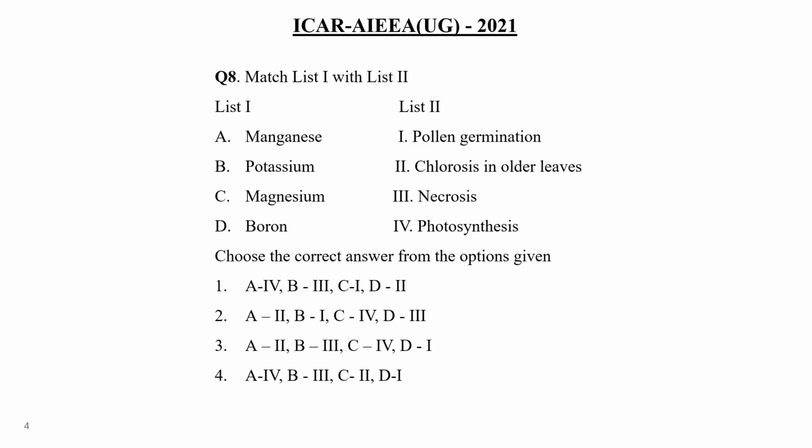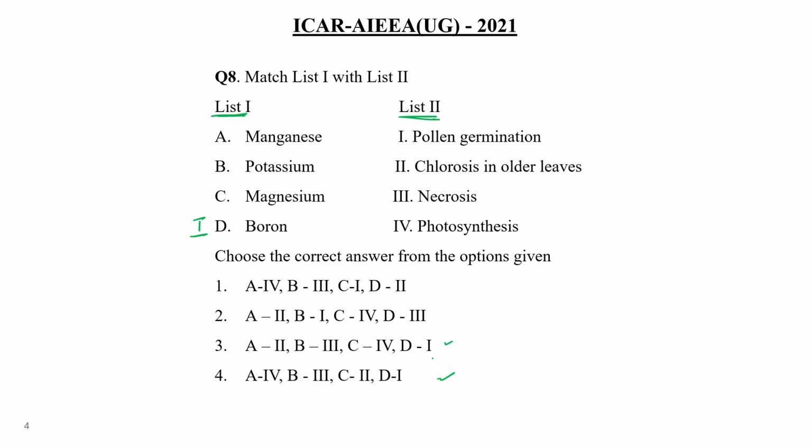Next is question number 8. Again matching, match list 1 with list 2. Again they have given us some kind of metal and with their functions we have to match. Manganese, potassium, magnesium, boron. So boron with pollen germination, I already told you, right? So D comes with choice number 1, and it is present in choice number 3 and 4.